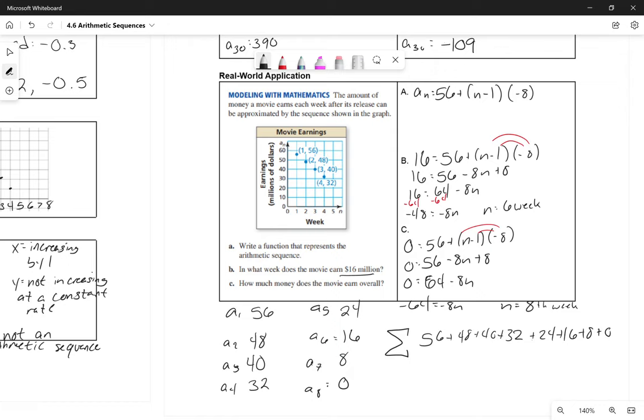And we find that the movie earns $224 million in just 8 weeks. That's a lot of money. But that is where arithmetic sequences could be very important in real life, is to figure out how long it takes to earn no money and how much money you can earn overall. So businesses can look at a model to determine what is going to be the most useful for them to earn a profit.